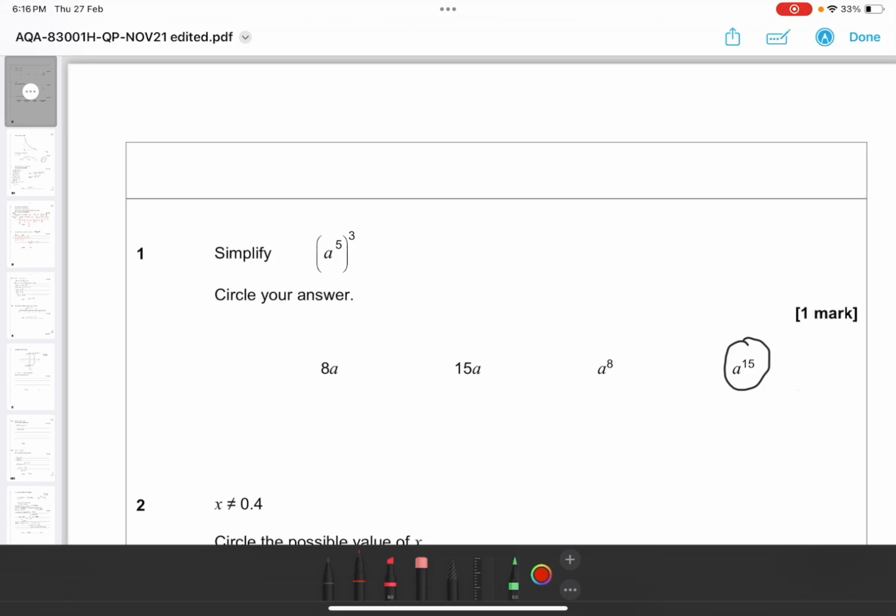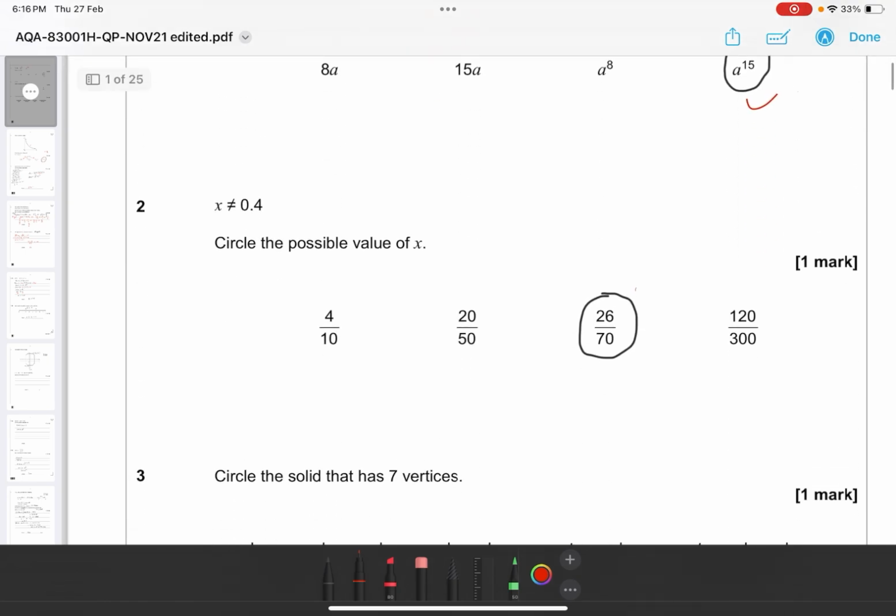Let's start with it. The first question says simplify a to the power 5 and whole to the power 3. How can I solve these types of questions? There is a way. Whenever we have powers like these, we multiply the powers. That would be 5 times 3 and that will result in a to the power 15. Very good. Let us move on to the next question.